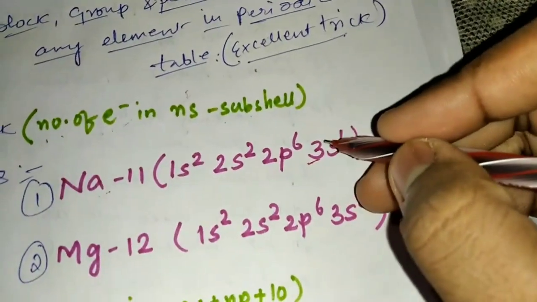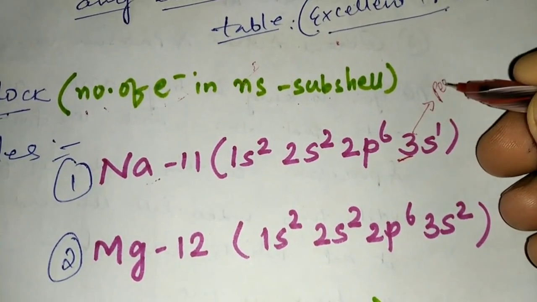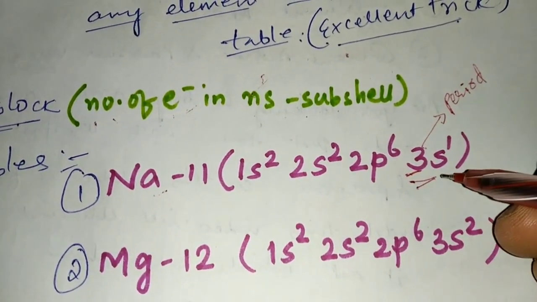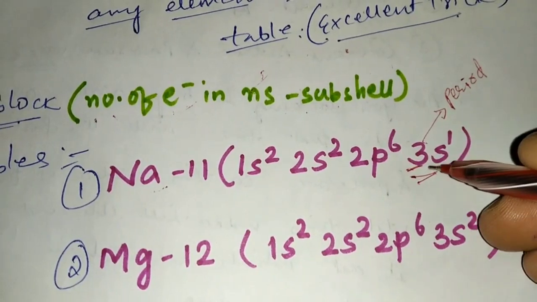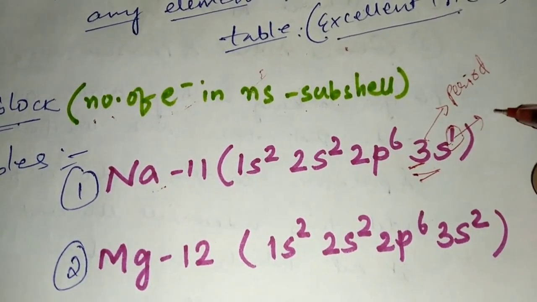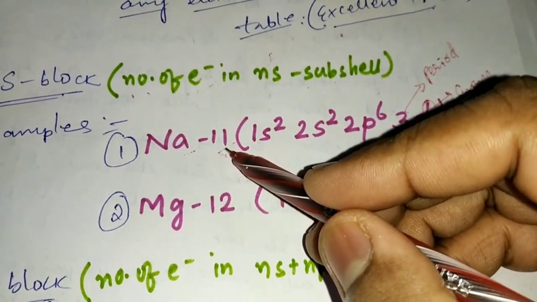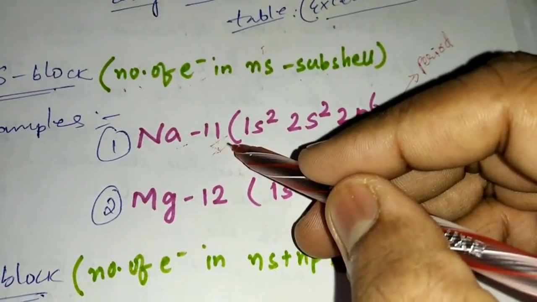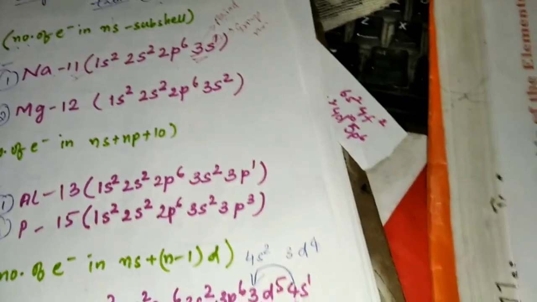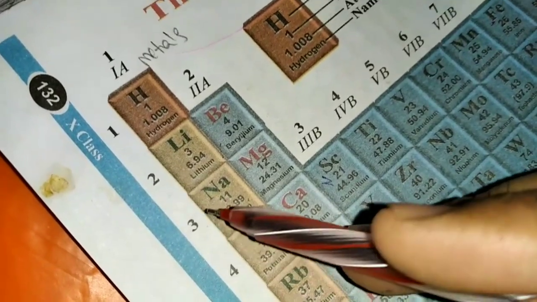Already I told you, the period number is the highest number of the nth shell, and the group number is the number of electrons in the maximum ns subshell. Here the ns subshell is 3s, and it has the maximum electrons of 1 electron. So this 1 electron becomes the group number. So for the element of atomic number 11, that is sodium, it belongs to the third period and first group. You can check it from the periodic table, sodium belongs to the third period and first group.